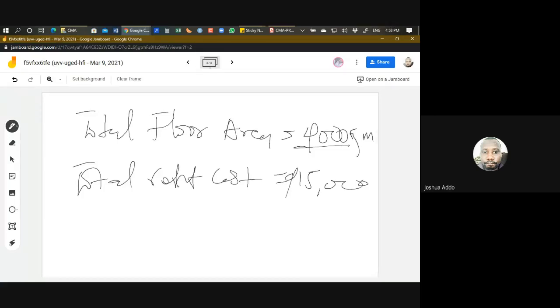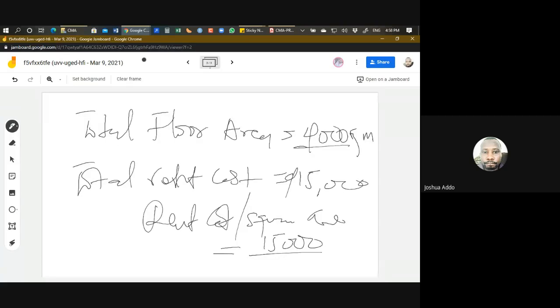So rent cost per square area can be calculated as 15,000 over 4,000. 15,000 over 4,000 gives us what? 3.75.